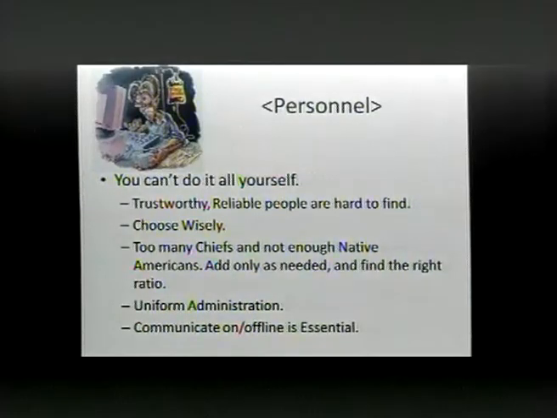One thing that's really important is the personnel. You have to figure out who you're going to work with, as far as trusting them to have access to your particular devices or your servers. There's a lot to be said about who to choose, and obviously they have to be trustworthy and reliable.